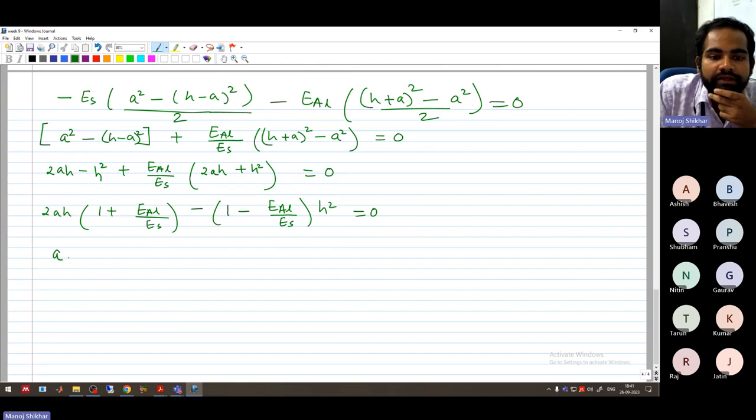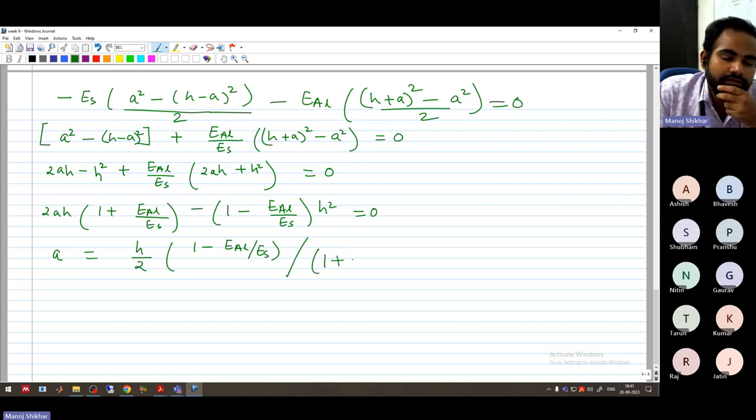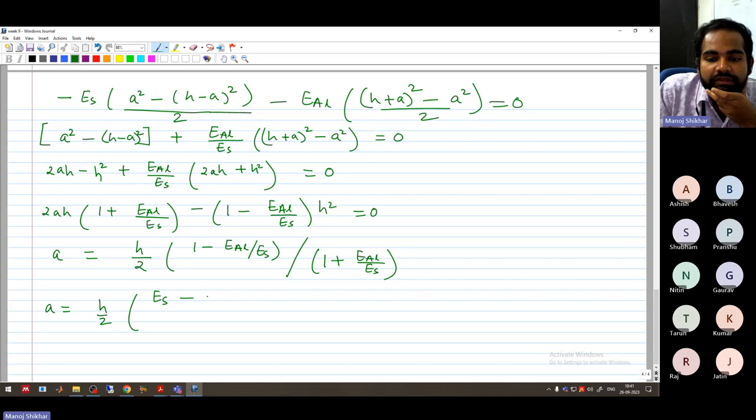So from here we will get a equal to h upon 2 into 1 minus E_Al upon E_S divided by 1 plus E_Al upon E_S. So finally, we can write A equal to H by 2 into E_S minus E_Al divided by E_S plus E_Al.